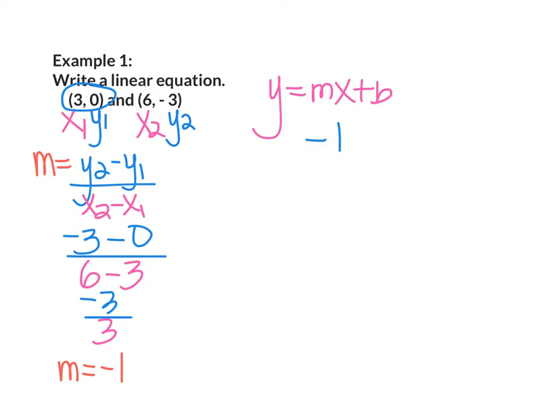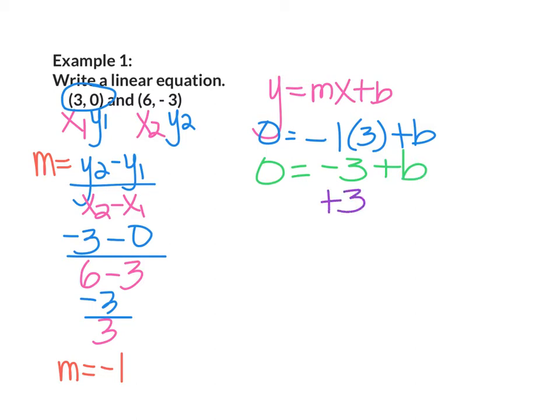So 3 is x and 0 is y. So for my y, I'm going to replace it with 0. My x, I'm going to replace it with 3. Bring down b. So I'm going to bring down 0 equals negative 1 times 3, which is negative 3, plus b. I'm going to add 3 to both sides to isolate b. This will cancel out. Bring down b. 0 plus 3 is 3.